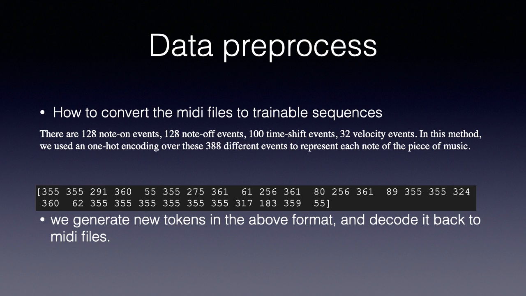So how do we convert MIDI files to trainable sequences? We learned that there are 128 note on events, meaning that in a single time frame, a note is either being played or not being played. So we encode this to 388 different events and use them to represent each note of a single piece of music. This picture is an example of that. We're going to generate new tokens in the raw format and decode them back to MIDI notes, which is actually playable on a computer.